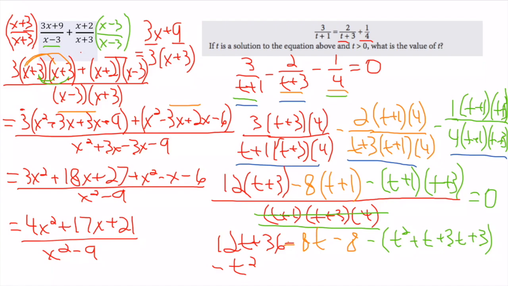Okay, so what I'm left with is a negative t. Okay, I have 12t minus 8t minus 4t. So I have no t's left. And then I have 36 minus 8 is 28 minus 3, which is positive 25, and this all equals 0.